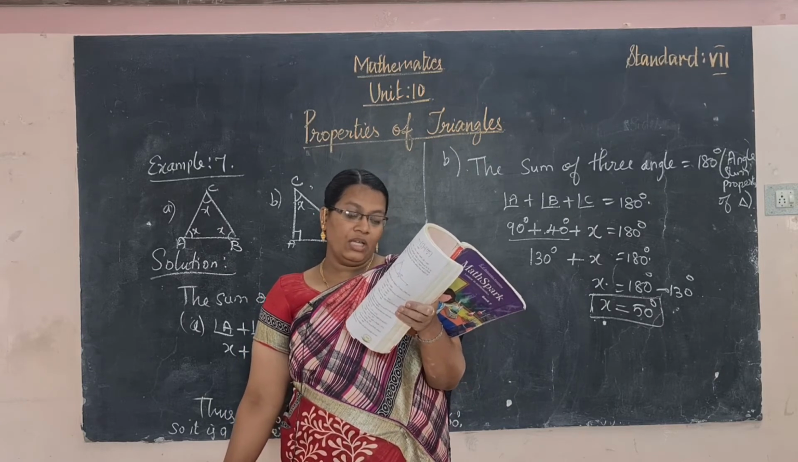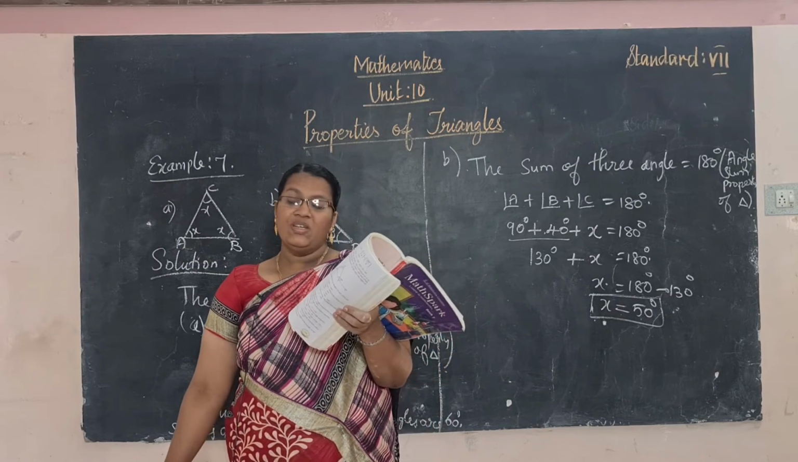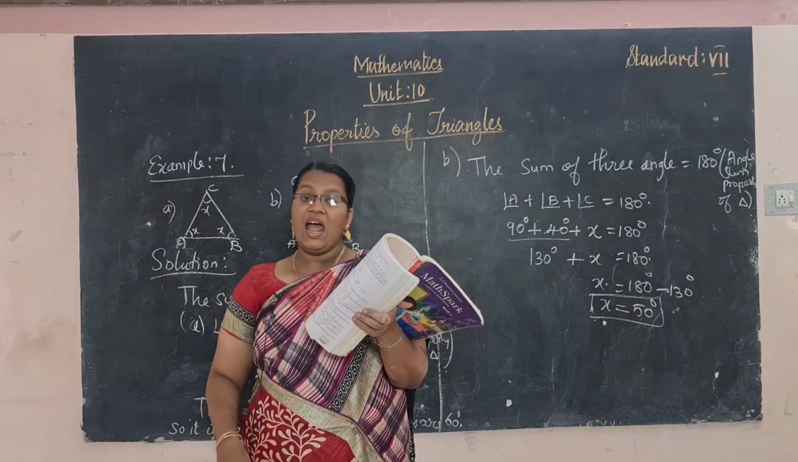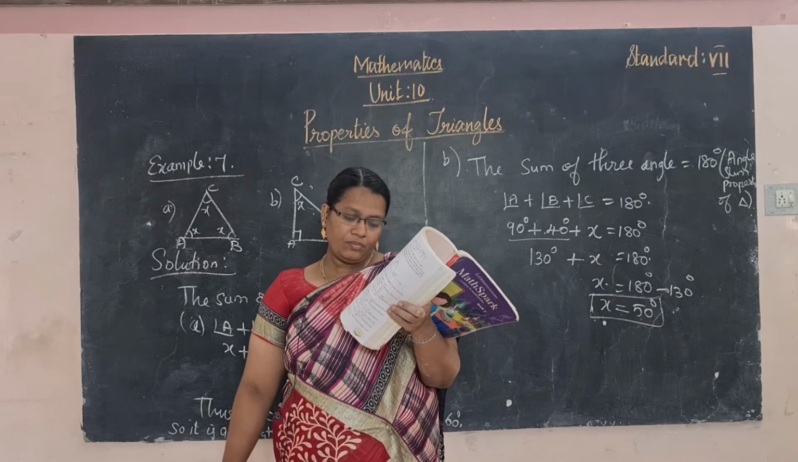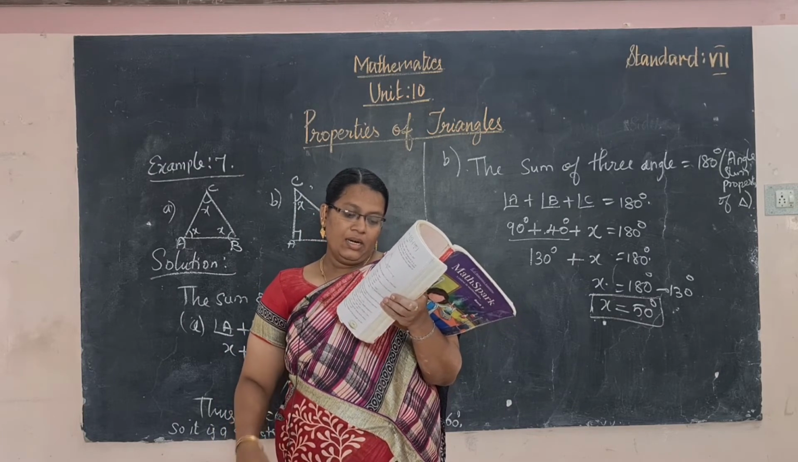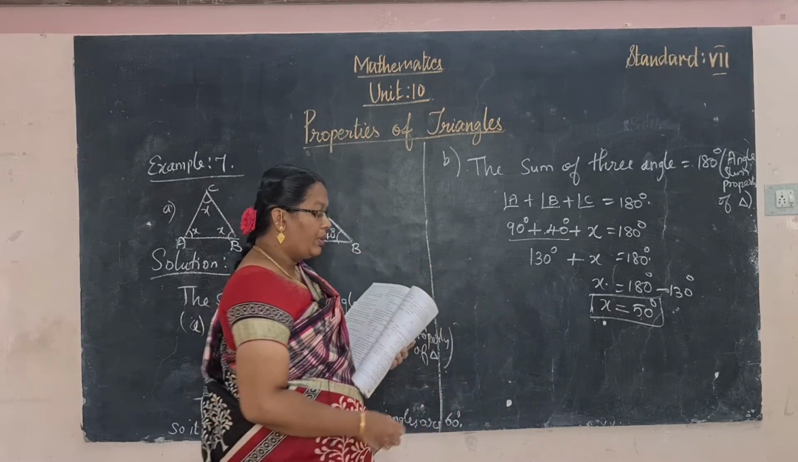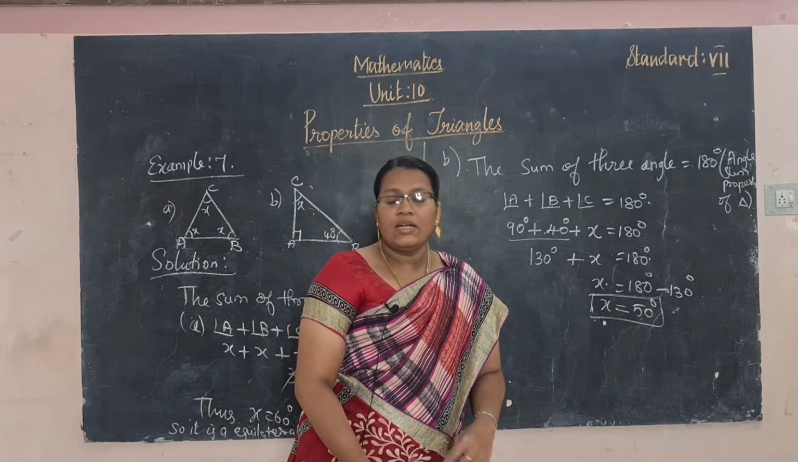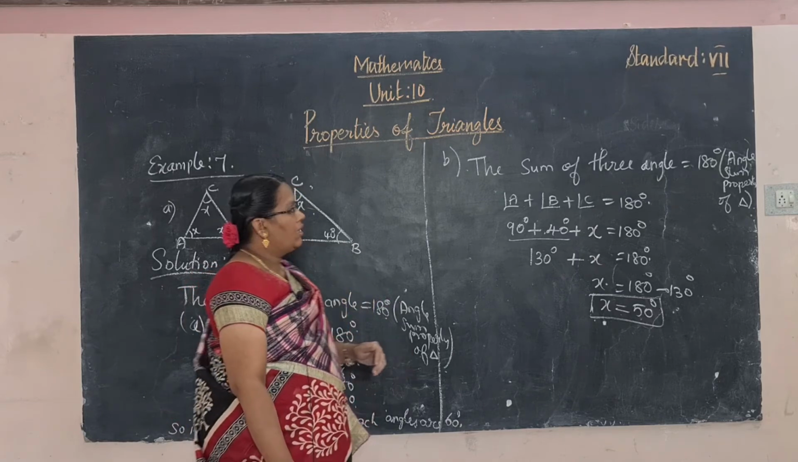Find the measure of the 3 angles. We have to find out the 3 angles. So an isosceles triangle has 2 sides equal and 2 angles also equal. And then we consider x as the third angle. If x is the third angle, the other 2 angles are 4 times the third angle. So that is 4x.